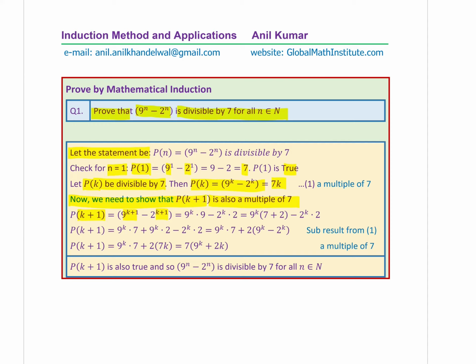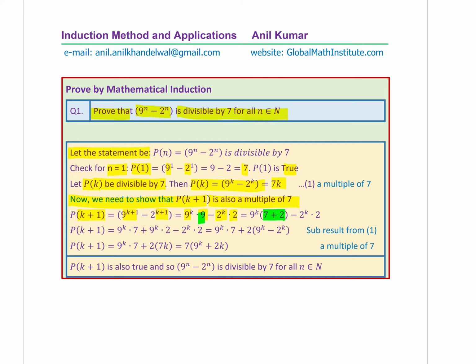Now, using the exponent laws, we could write this as 9 to the power of k times 9 minus 2 to the power of k times 2. Well, we can rearrange and write 9 as 7 plus 2, right? Do you see that? So what we did was write 9 as 7 plus 2 in the first term. And that helps us to take something common and simplify.